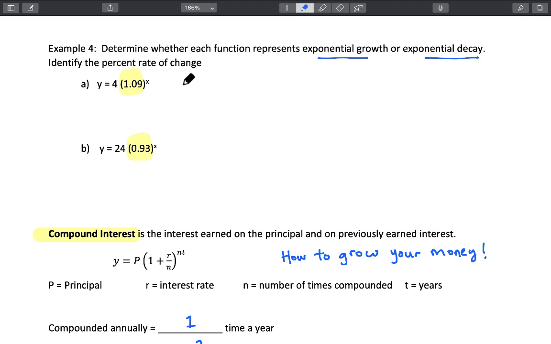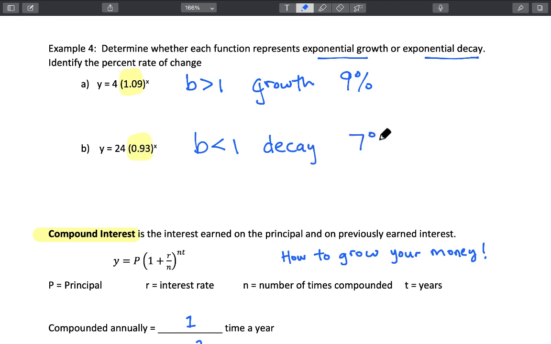So if our growth factor b is greater than 1, remember this is going to signify growth. And this is going to specifically be 9% growth over x time periods. In our second example here, you can see that our growth factor is less than 1, so that's going to be decay or decline. More specifically, this is going to be losing 7% each x time periods.